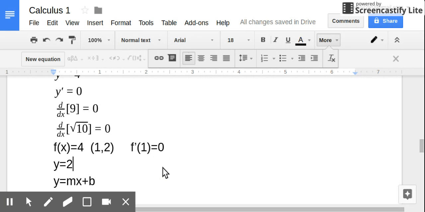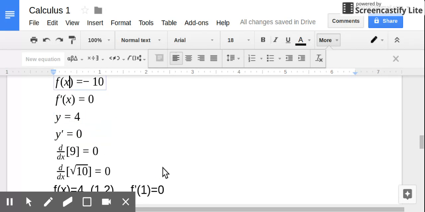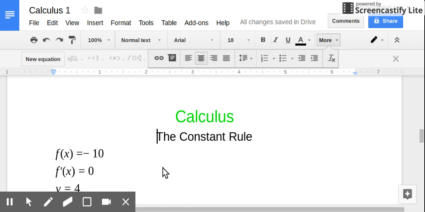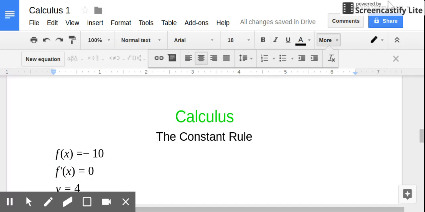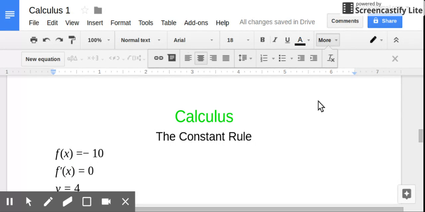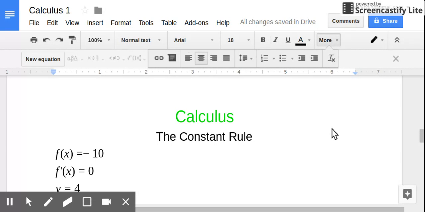All right, that's it when it comes to dealing with the constant functions. Okay, so we're going to move on to bigger and better things, and the next rule will be, I believe, the power rule.